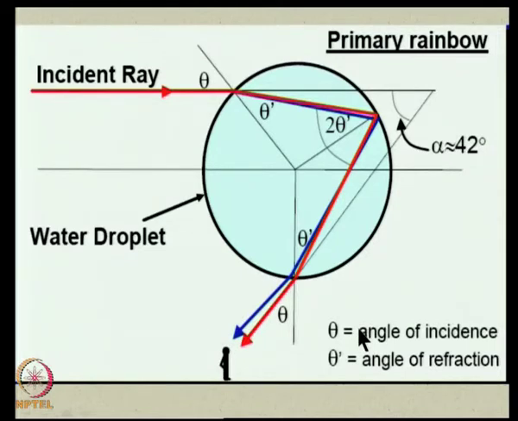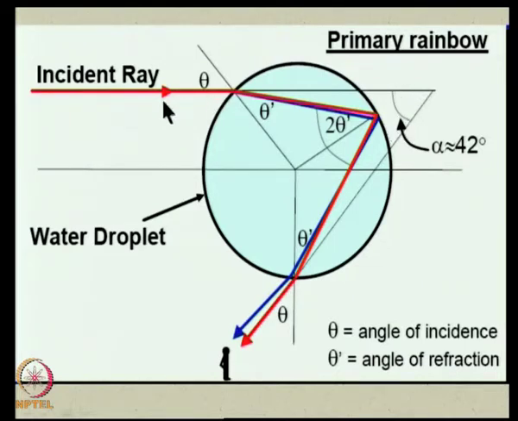Now, here is a clearer picture of the primary rainbow phenomena. You can see that the red and blue light of the sunlight come here, and after refraction, reflection and refraction, because of the slight difference in the refractive index, the violet and red rays come out at slightly different angles. So, this is the angle, 40 degrees, that we saw in the other picture.